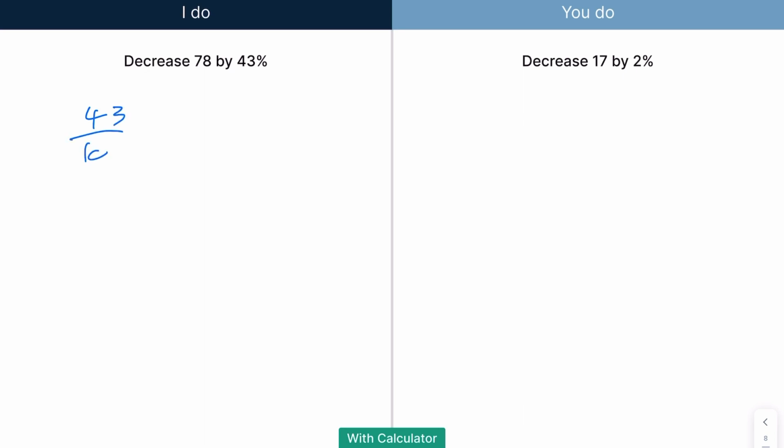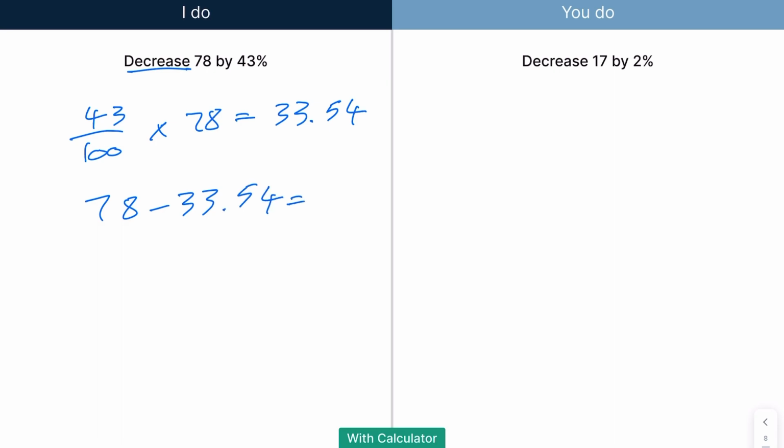Now moving on, the difference here is we're just decreasing, so the first step is exactly the same. Find 43% of 78. So we do 43% of 78, and we can just use a calculator to do this. And now we are decreasing, so we do 78 minus 33.54. And that gives us 44.46 as a final answer.